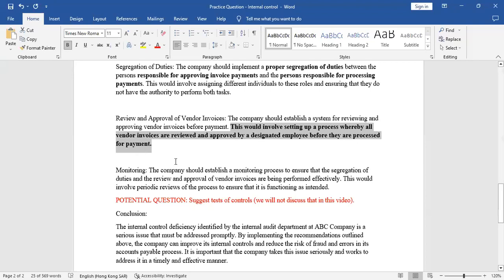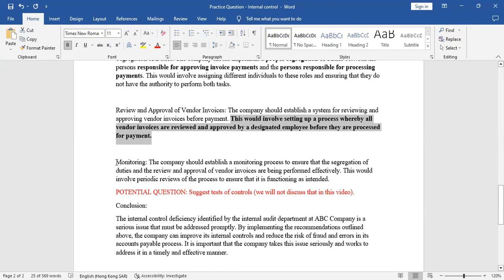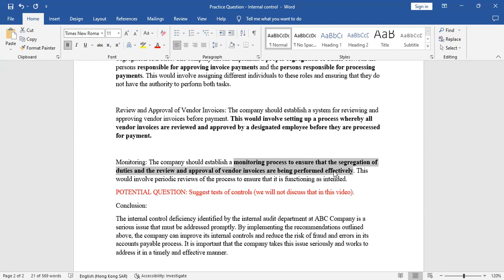Then the third one was monitoring. The third recommendation will be monitoring. The company should establish a monitoring process to ensure that the segregation of duties and review and approval of vendor invoices are being performed effectively, right? You suggested the improvements, but if nobody is monitoring those improvements, then there's a potential possibility that employees of the company are not following what you told them to do, right?